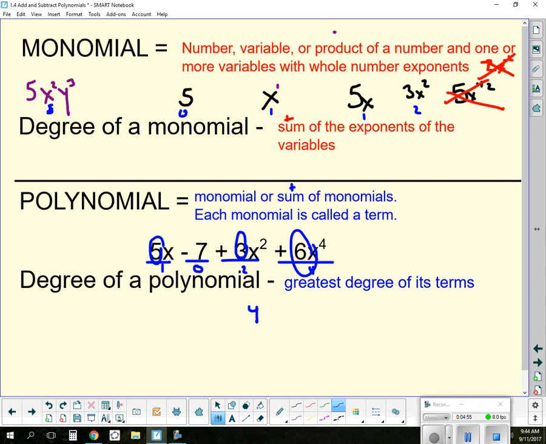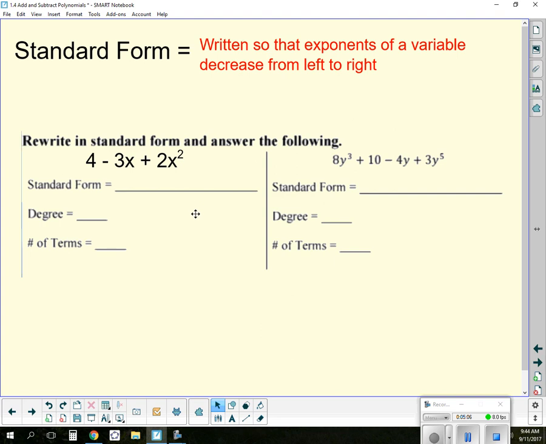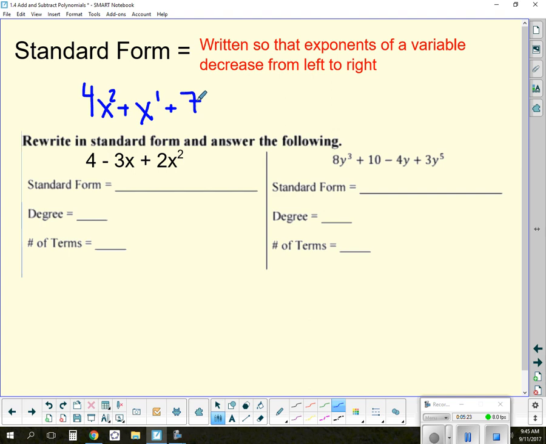Okay, standard form. Standard form is written so that exponents of a variable decrease from left to right. Okay, so you want to have the highest exponent coming first. So that means if I'm in standard form, I shouldn't have any other exponents higher than 2. Okay, so that is an example of standard form. And we know, of course, those ones, we don't actually have to write them.